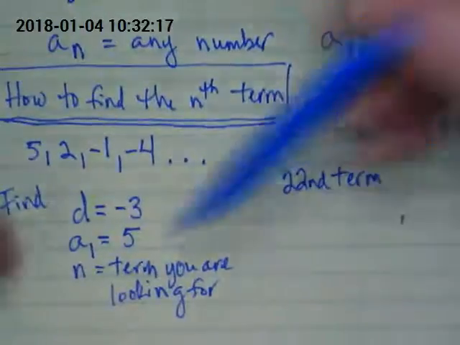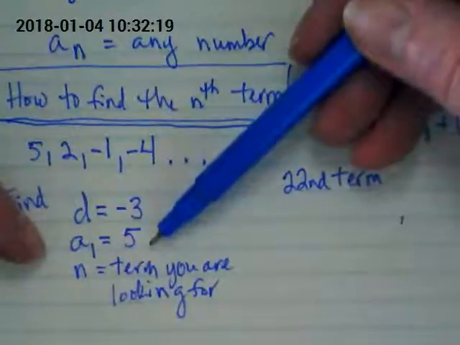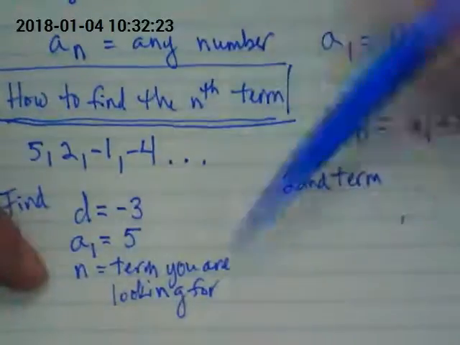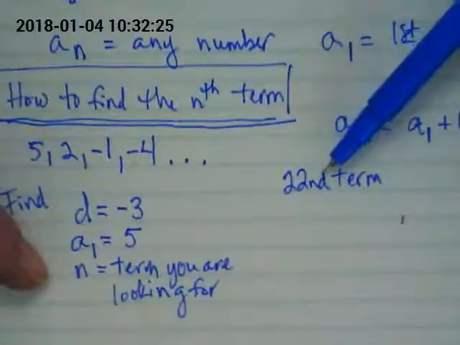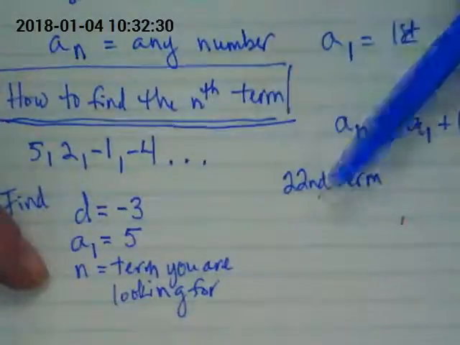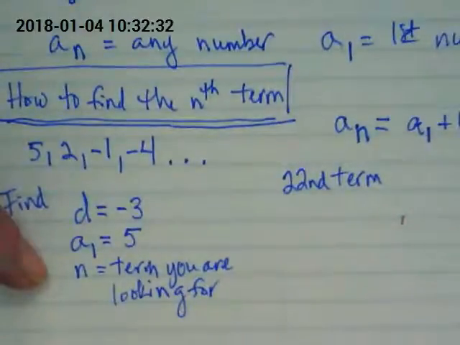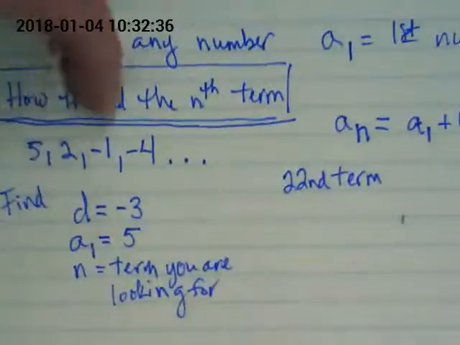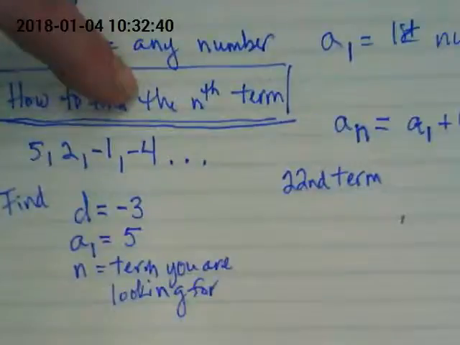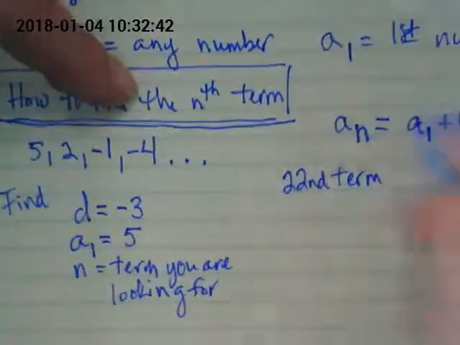That's our d. What's the first term? That a sub 1 is 5. So then we need to find out 22. What is our 22nd number if this keeps going down and down? It's going to be negative, right? Because it's going to keep subtracting, and we're already in the negatives before we start. So just think about that. Is my answer going to be positive or negative? It's going to be negative.